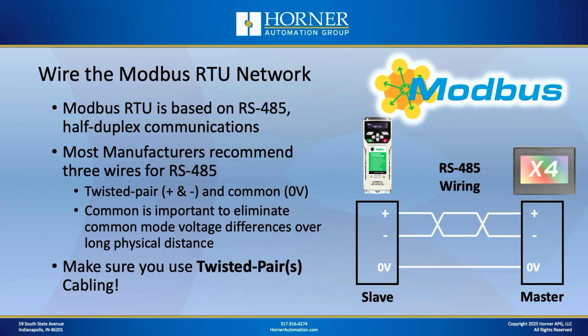Now let's switch gears and start talking about the physical wiring used with Modbus RTU. Now Modbus RTU is RS-485 based. It's also what's called half duplex. That means it uses the same data pair for both transmitting and receiving from every single node on the network. Now, most manufacturers recommend a total of 3 wires, a twisted pair for the data, and an extra conductor, which could be half of a twisted pair, for common.